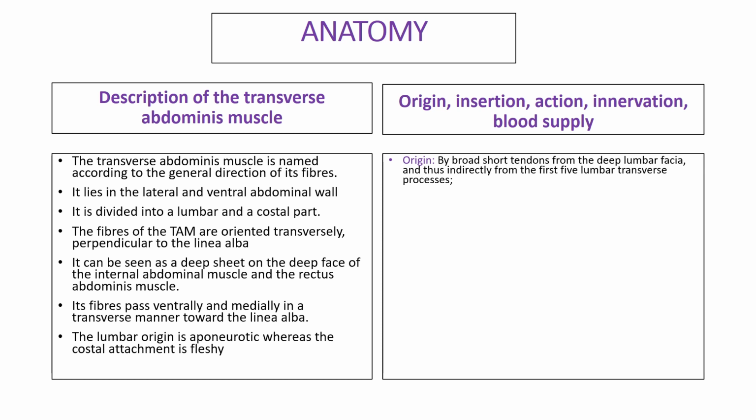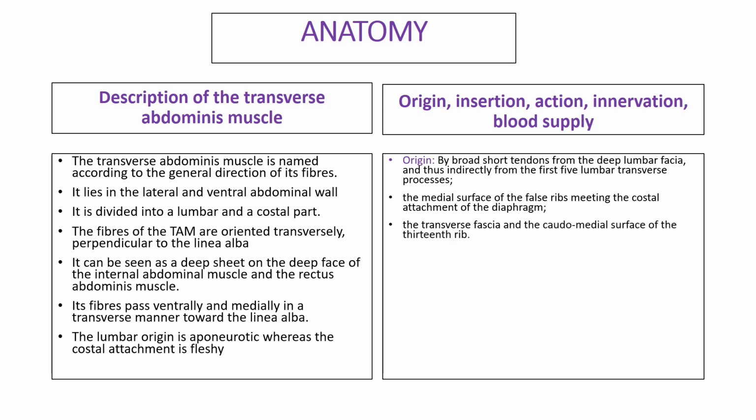In terms of its origin, this muscle originates by broad short tendons from the deep lumbar fascia, and therefore indirectly from the first 5 lumbar transverse processes. It also has another origin from the medial surface of the false ribs, meeting the costal attachment of the diaphragm. The other origin is from the transverse fascia and the caudomedial surface of the 13th rib. In terms of its insertion, the muscle inserts on the linea alba, and the aponeurotic insertion is intimately associated with the peritoneum.